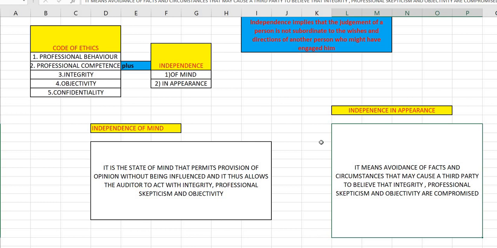Thank you so much. So this video has discussed the complete requirement under SA 200 of ethical requirements, which was divided into code of ethics and independence. In this video we have understood the meaning of independence in detail. We have understood the meaning of independence of mind in detail with an example, and we have understood the meaning of independence in appearance with an example.